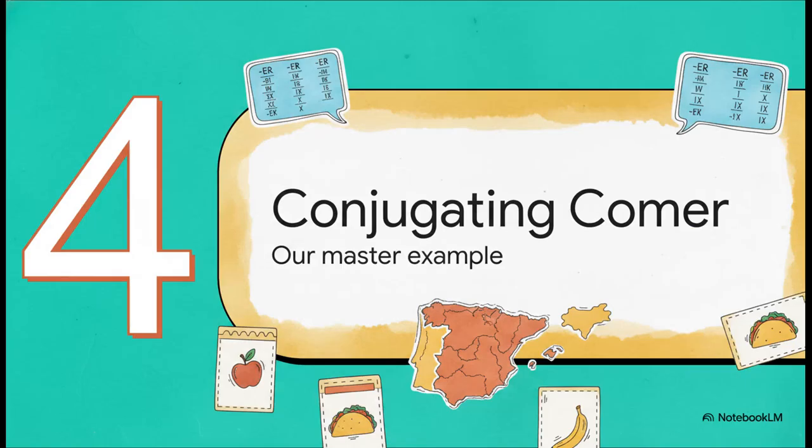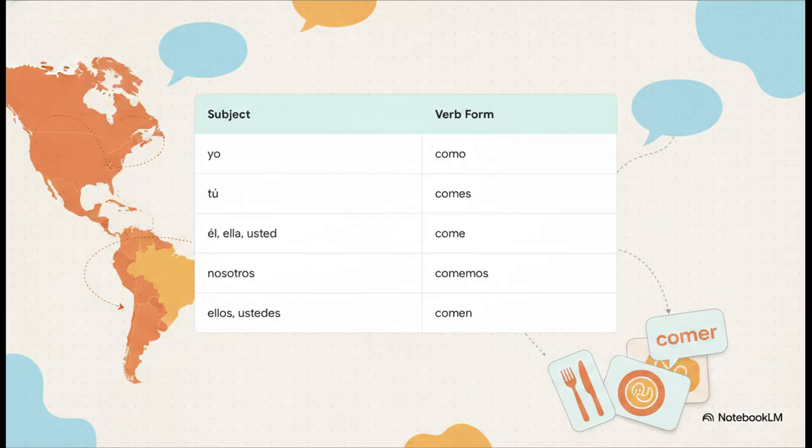Okay, Section 4. Conjugating the verb comer. Let's anchor this newly learned grammar code with our ultimate master example. Now, what's really interesting about this is how perfectly that step-by-step rule applies across the board. Let's practice saying the conjugated forms of comer, to eat, together.